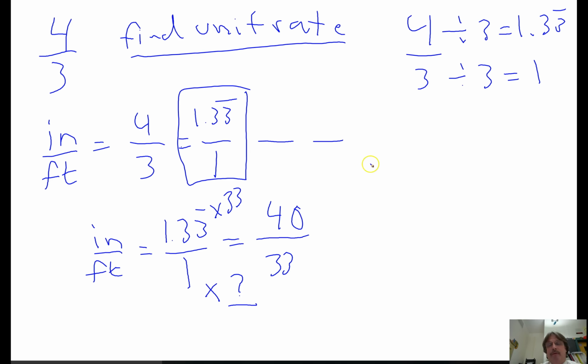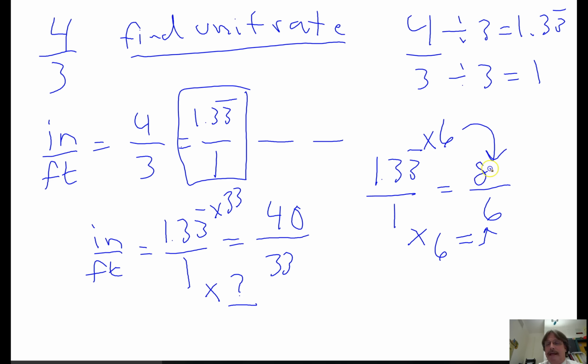So another example: 1.33 repeating over 1 is equivalent to, if I have, let's say, 6 feet. So obviously 1 times 6 is equal to 6. So what I do on the bottom, I do on the top, and that equals 8. So for every 8 inches, my scale drawing will give me 6 feet.